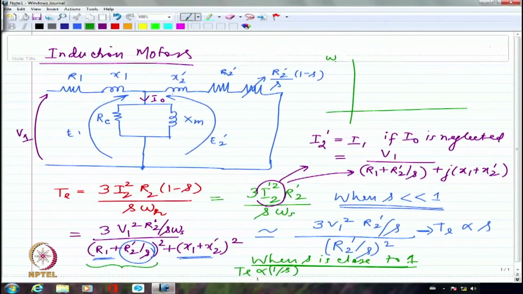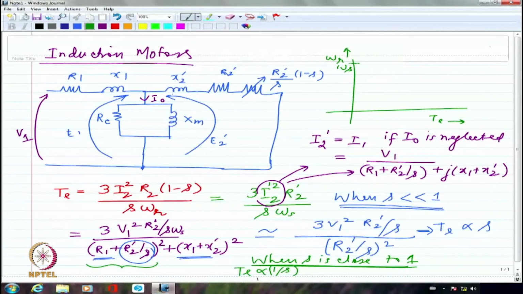So on the whole, I should be able to draw the characteristic somewhat like this. Let's say this is omega r increasing and this is torque in the increasing direction. When omega r is equal to synchronous speed, if at all the rotor ever reaches the synchronous speed, which can never happen in steady state, then I am going to have really no rotor current at all, no torque at all. So it is essentially no load condition.